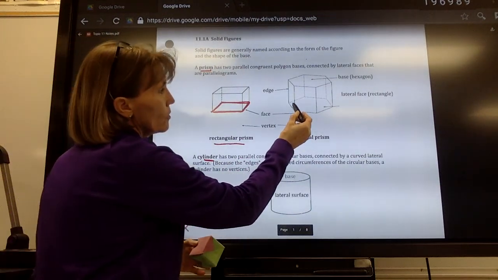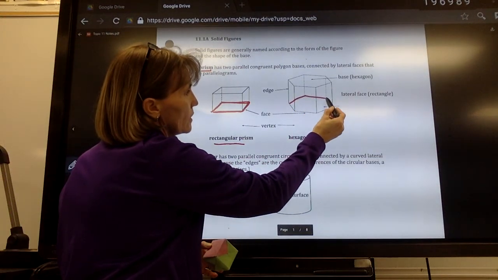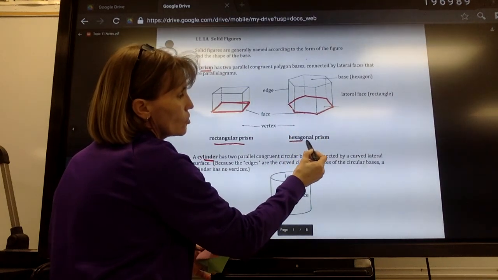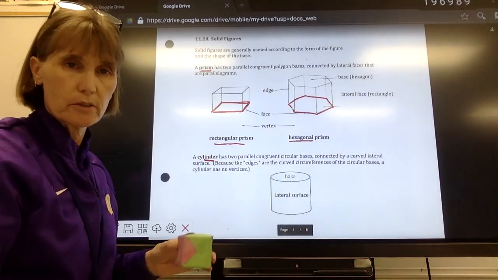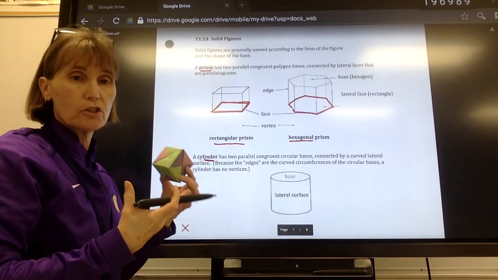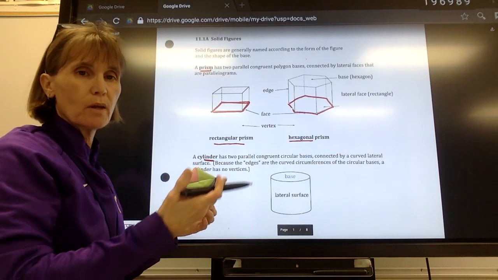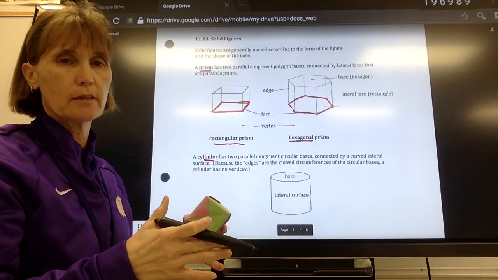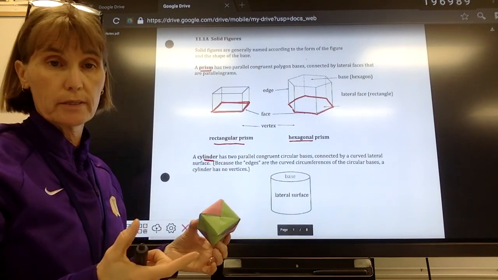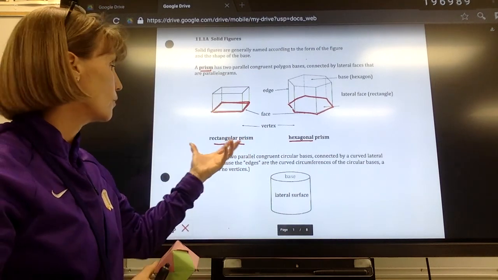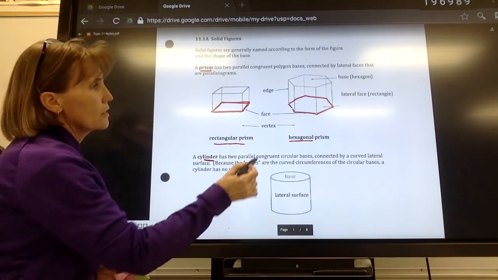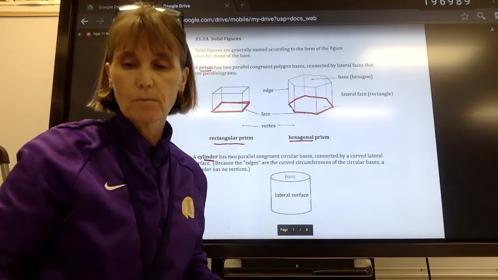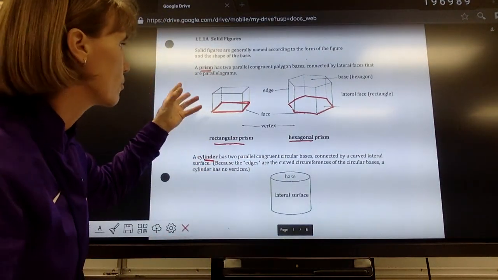All right, we've got a different prism here. The base of it, what it's sitting on right here, that would be a hexagon. It's a 6-sided figure, so we call that a hexagonal prism. So you're going to look at the base. What's the shape of the base? What kind of polygon is it? And it's that, and it's a prism. So you could have a pentagonal prism if it's a 5-sided base. You could have an octagonal prism, a square prism, a rectangular prism. The lateral faces are going to be parallelograms. But these would be prisms.